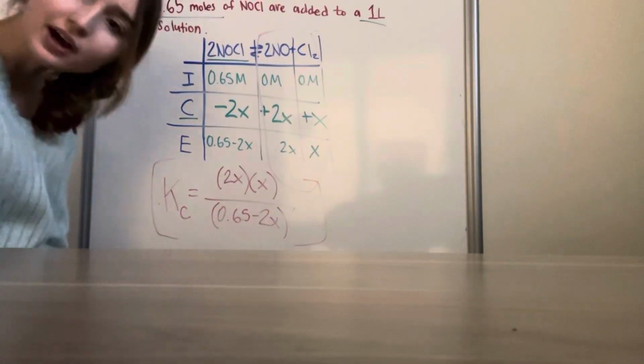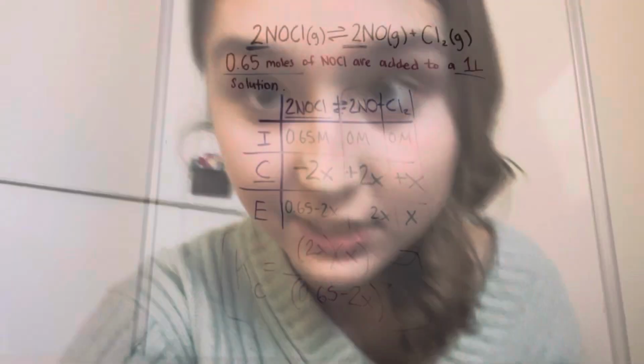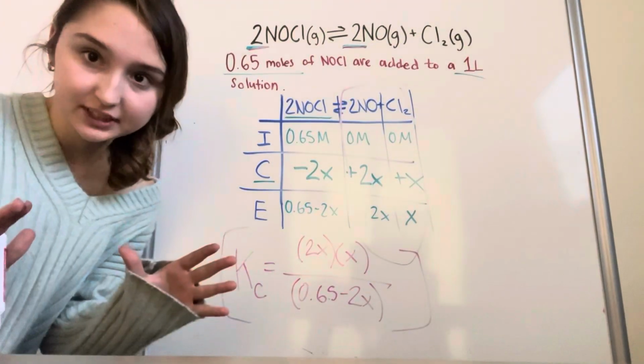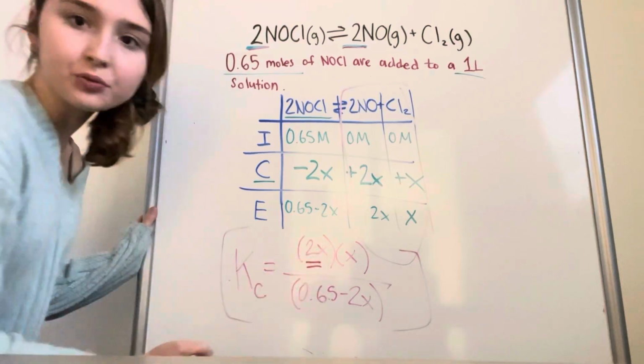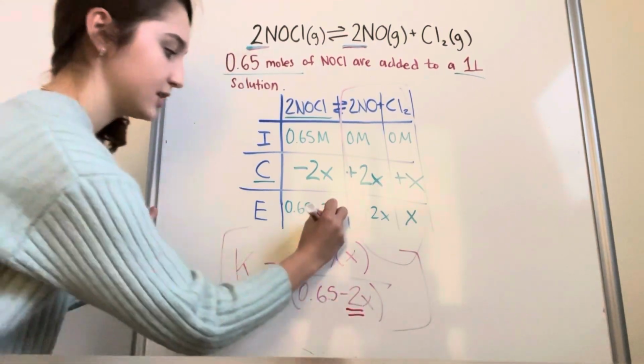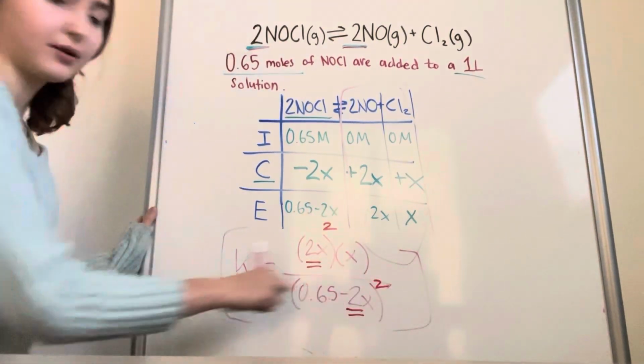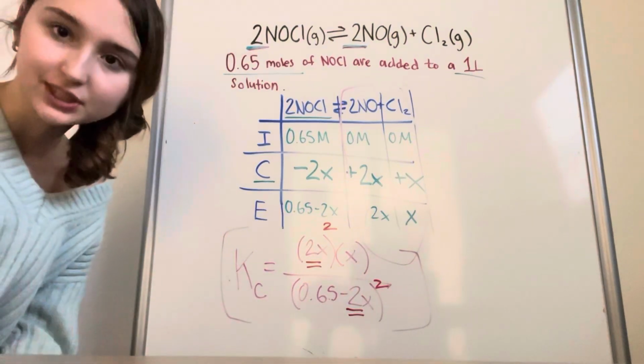Perfect. Now you know how to use an ICE table. But wait! If you thought you were done there, then you might have just failed this class. You can't forget to add the exponents. This is really, really important. So anything that has a coefficient other than 1 is raised to the power of that coefficient.